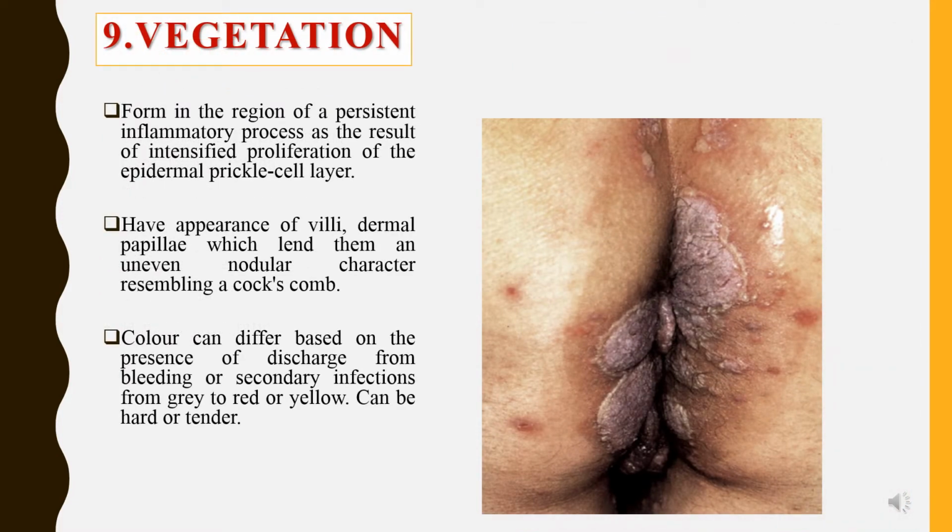The next secondary morphological lesion is called vegetation, formed in the region of a persistent inflammatory process as the result of intensified proliferation of the epidermal prickle cell layer. They have the appearance of villi and dermal papillae, which lend them an uneven nodular character resembling a coxcomb. Color can differ based on the presence of discharge, from bleeding or secondary infections, from gray to red or yellow, and they can be hard or tender.